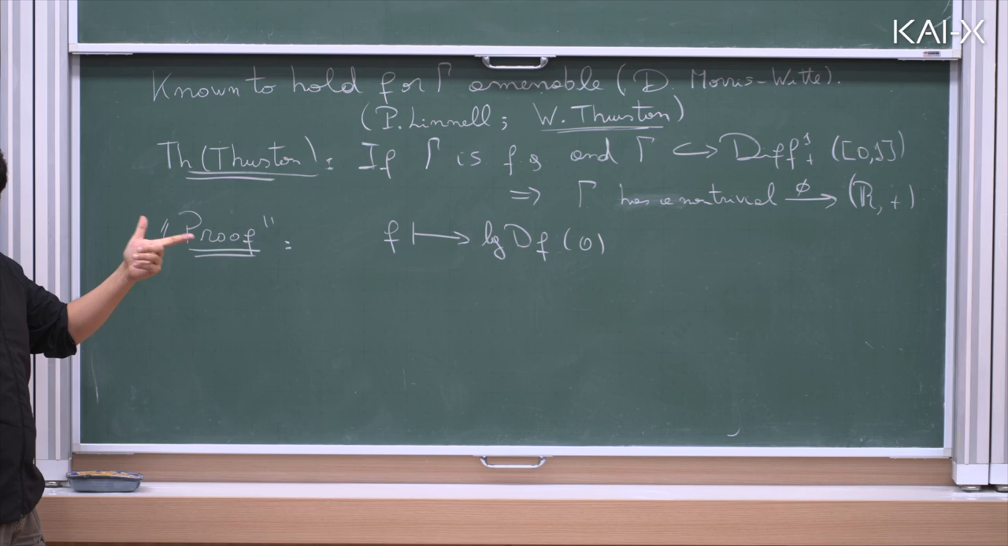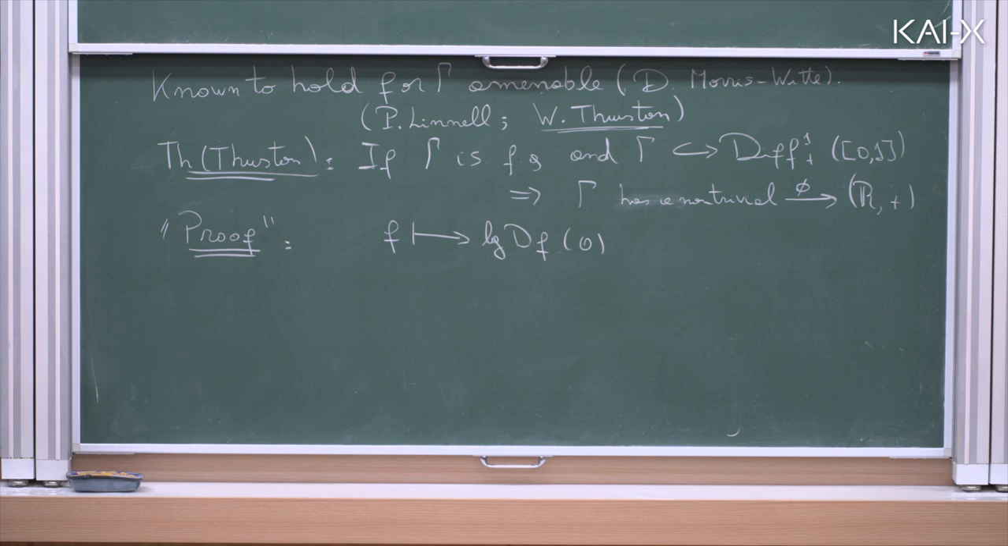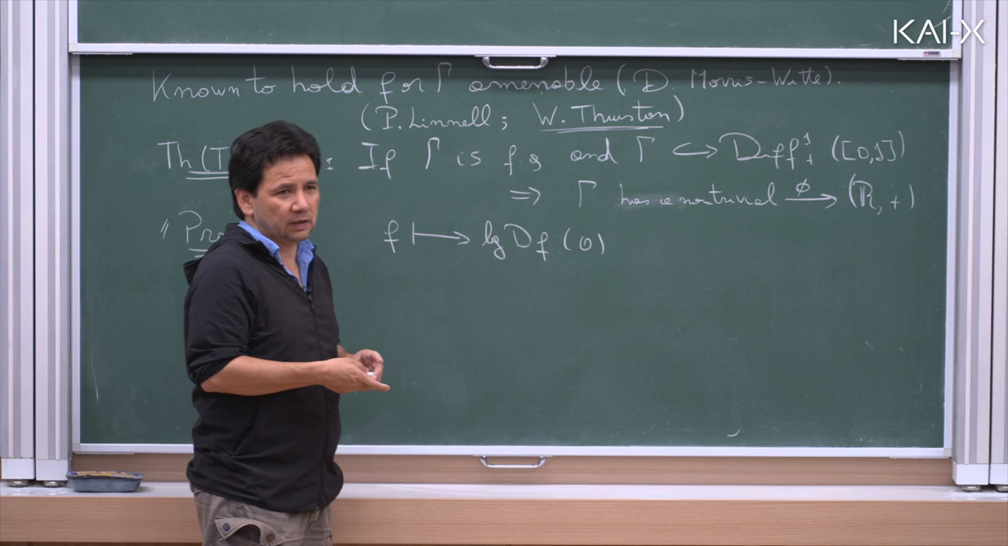Okay? Because of the chain rule. The chain rule says that the derivative of the composition is the product, so the logarithm of the derivative is the sum of the logarithm. The logarithm of the derivative of the composition is the sum of the logarithm of the derivatives. Okay, but the problem is that this homomorphism may be trivial. This is the difficult case, of course. So it may happen that all maps in the group are tangent to the identity.